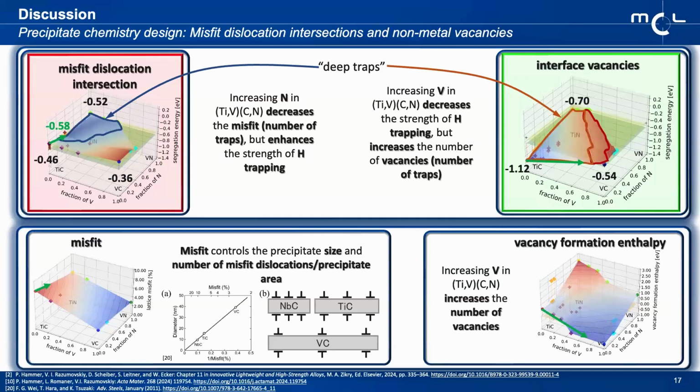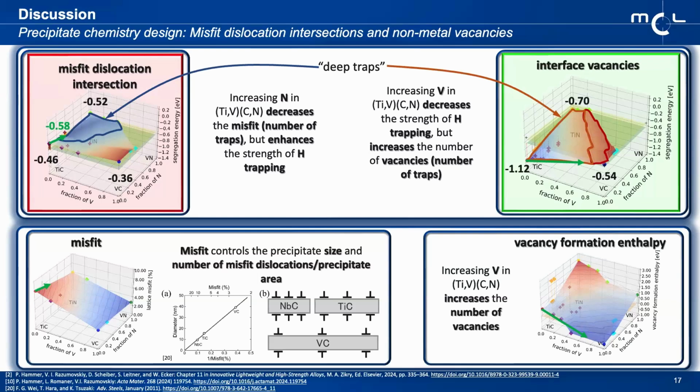However, we also lose a little bit of misfit. We have less misfit, and the misfit determines how many of these there are per interface area. So that means we have a little bit of a trade-off. We make it a better trap, but we have fewer of them.